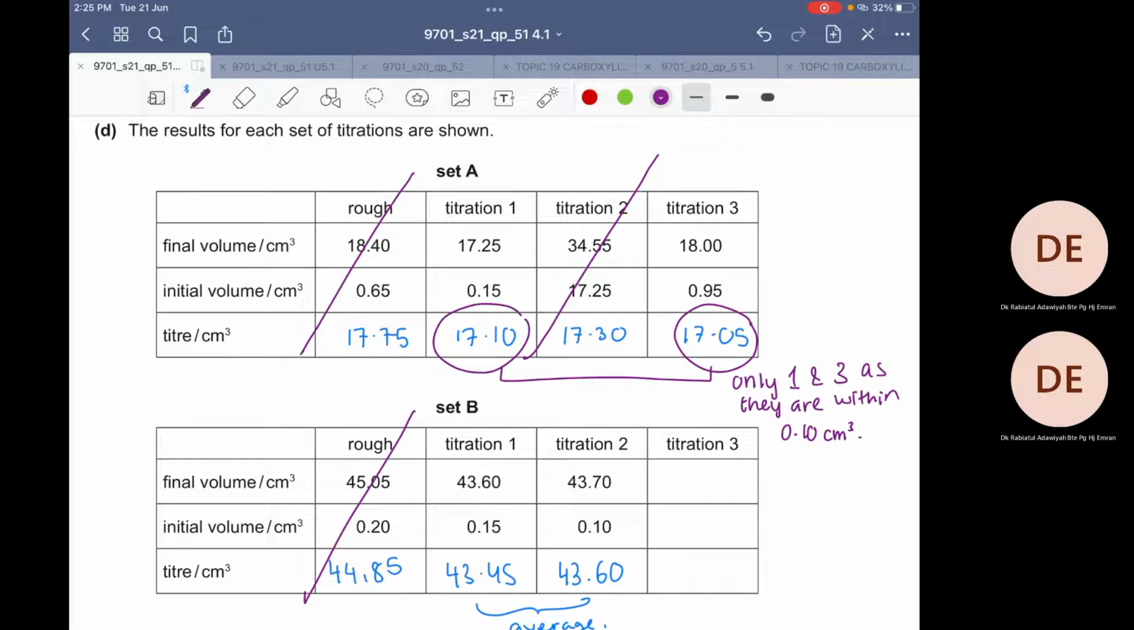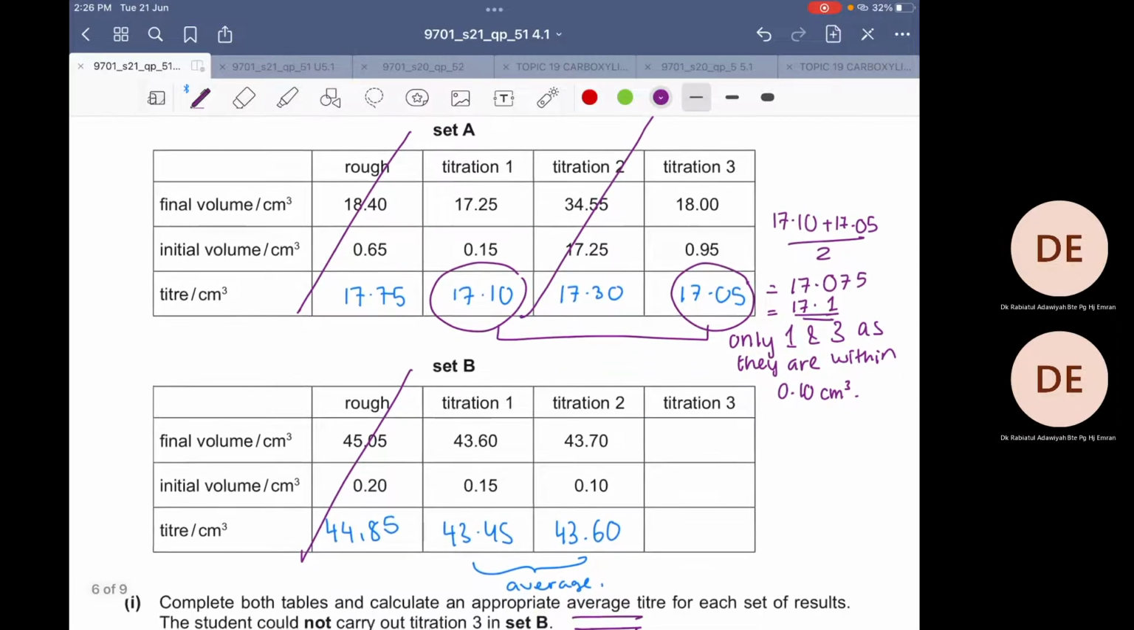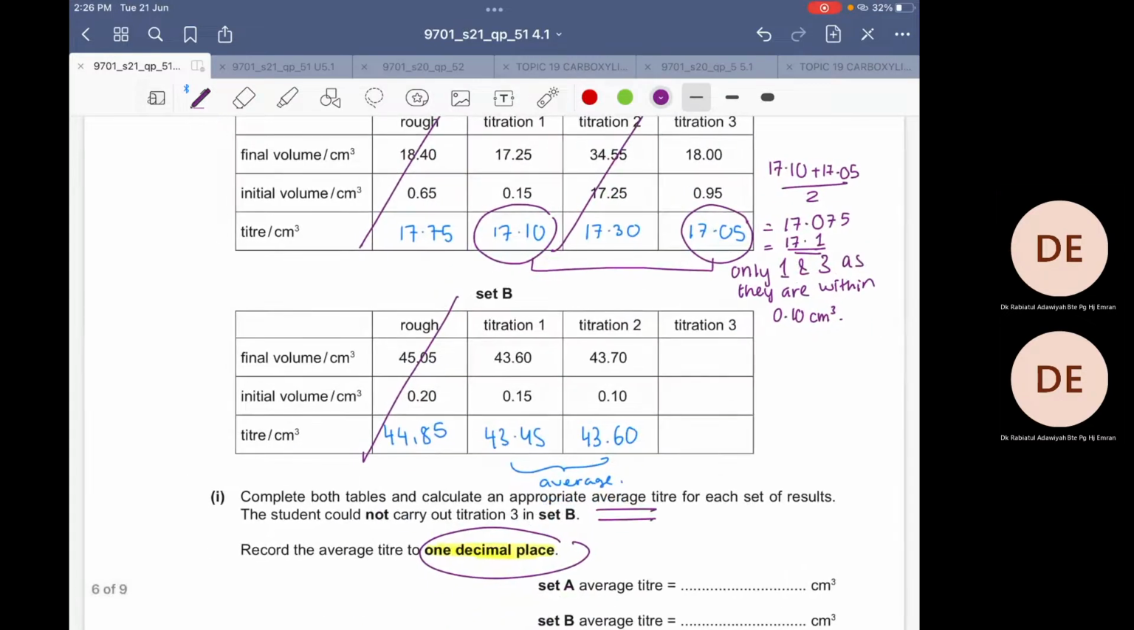So if you take the average, 17.10 plus 17.05 divided by 2, you should get 17.075. And we want one decimal place. So to one decimal place, it is 17.1 only. Okay? That's set A.